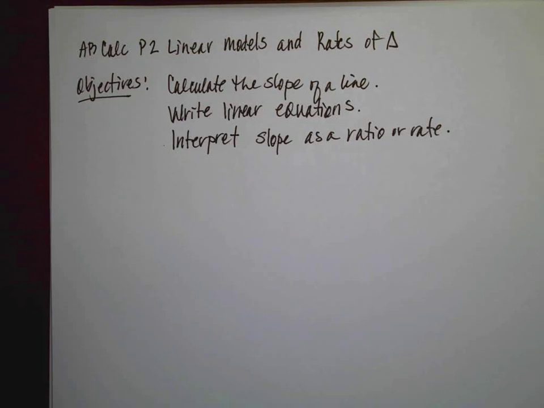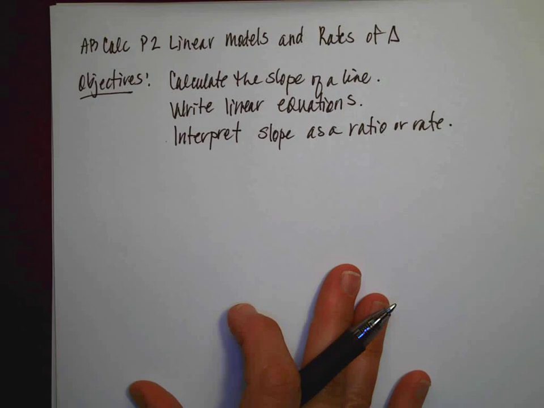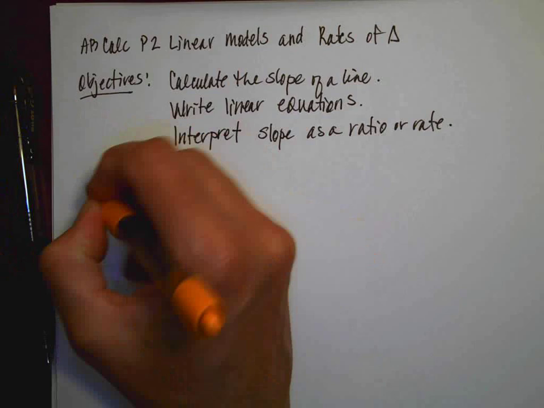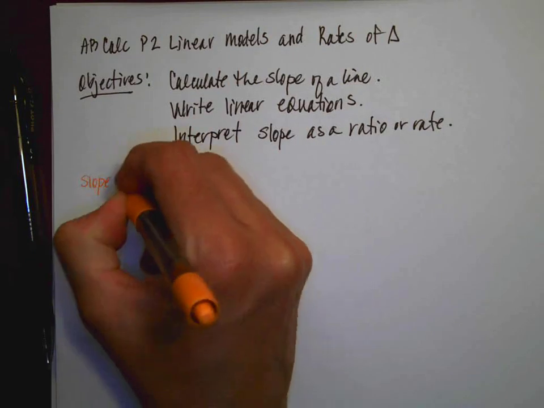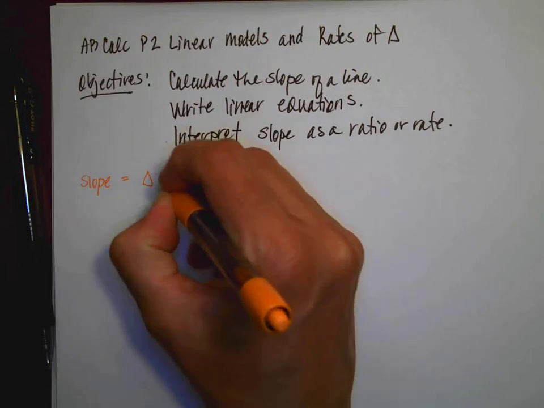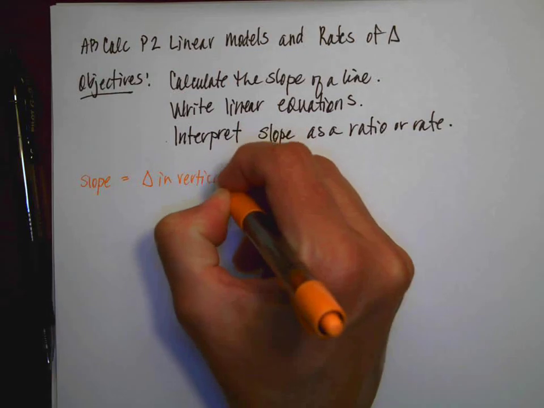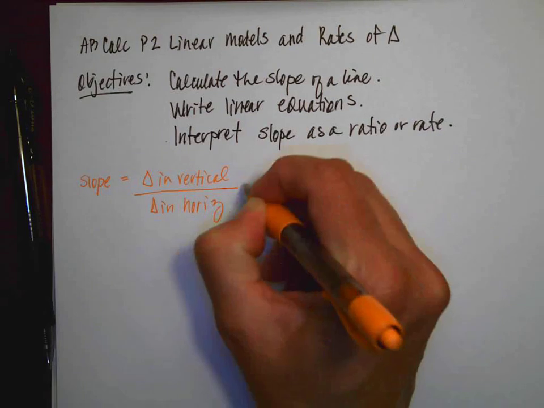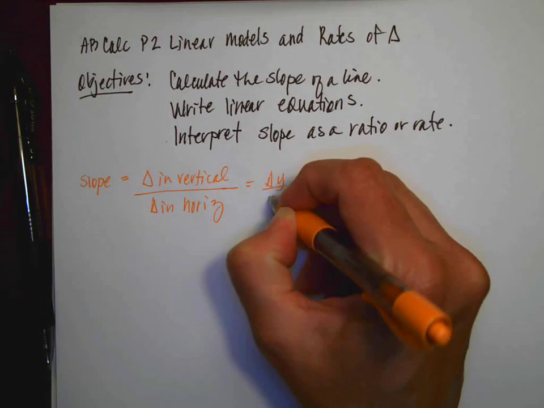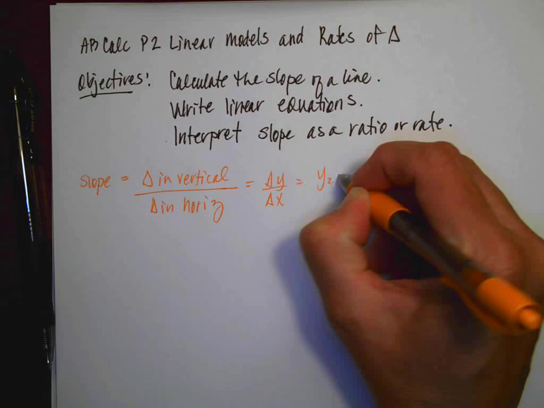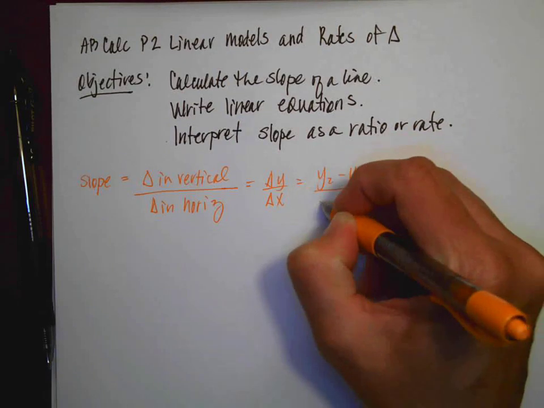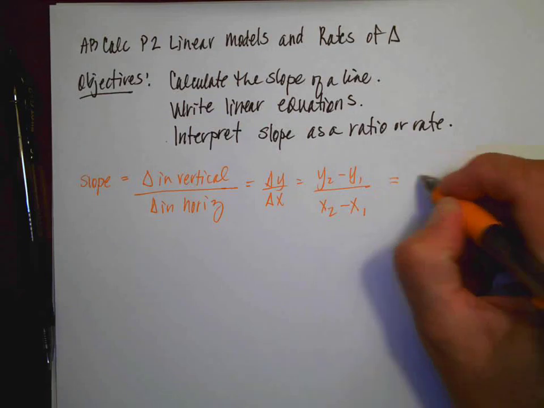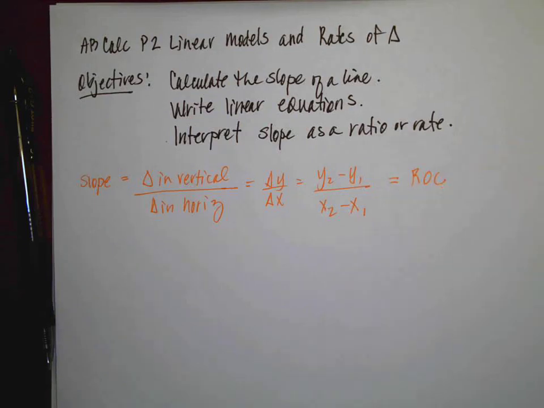Also remember that we are still in review mode, and that means that we have a ton of little sections that we're going to cover. The first thing we want to talk about is slope. And remember that slope is the change in vertical over the change in horizontal. And that means it is delta y over delta x, which means it's y2 minus y1 over x2 minus x1. Okay? Slope is also called a rate of change.